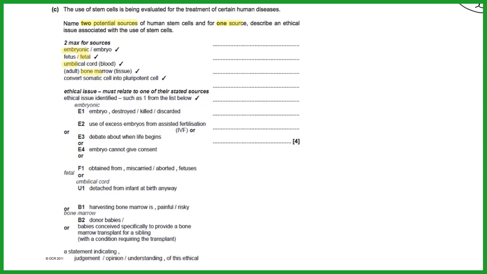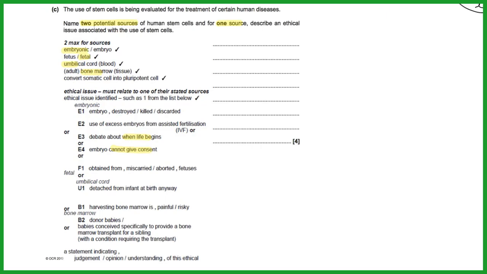So if you talked about embryonic stem cells, you might be thinking, well, in order to obtain those stem cells, you have to destroy the embryo. And that leads to a debate about when life begins and the fact that the embryo can't consent to its own destruction.